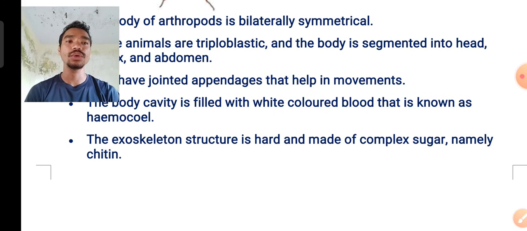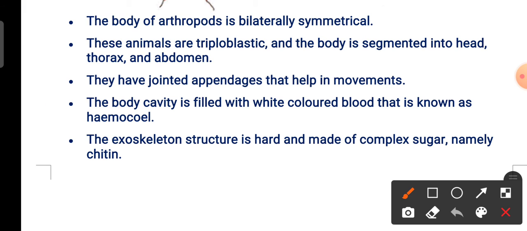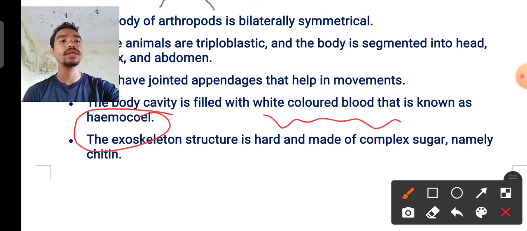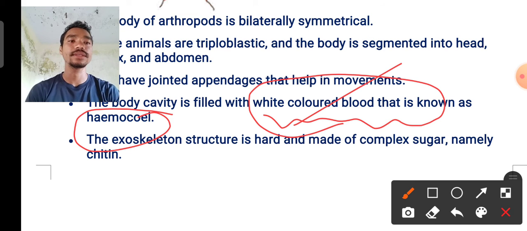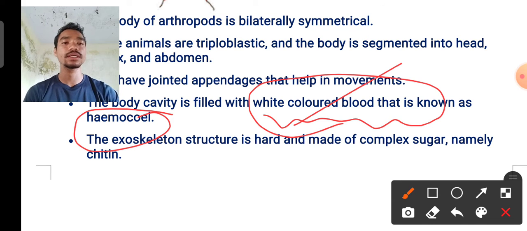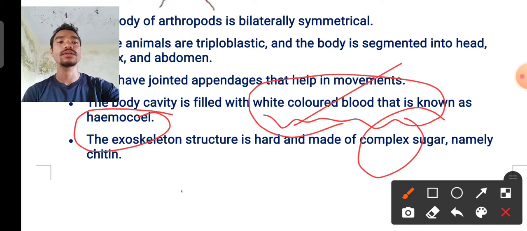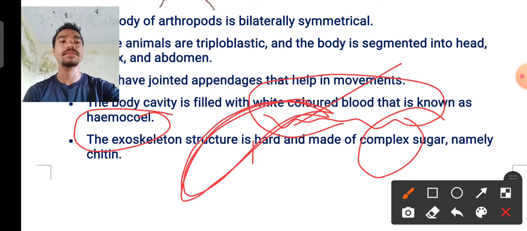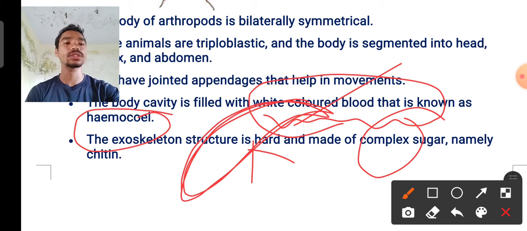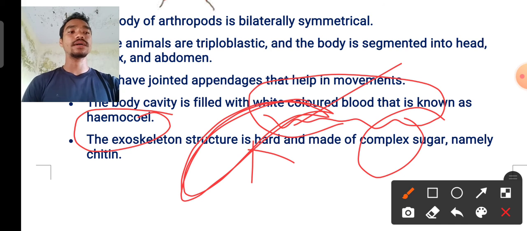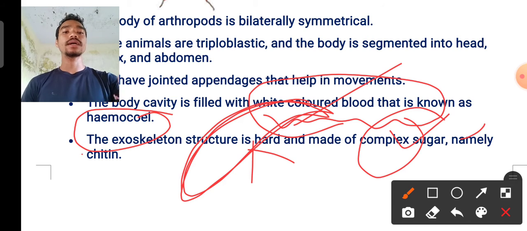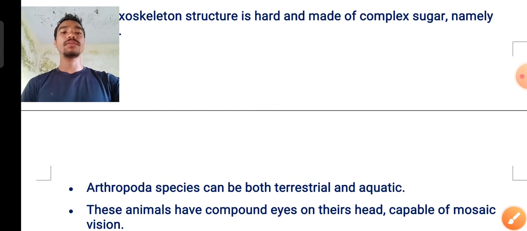The body cavity is filled with white colored blood, known as hemocoel. We have another point, that is hemocoel. They have a colorless fluid called white colored blood. The exoskeleton structure is hard and made of a complex sugar, namely chitin. The exoskeleton is the outer cover of the body, made of hard material. We call it a complex sugar, namely chitin. Chitin is important.